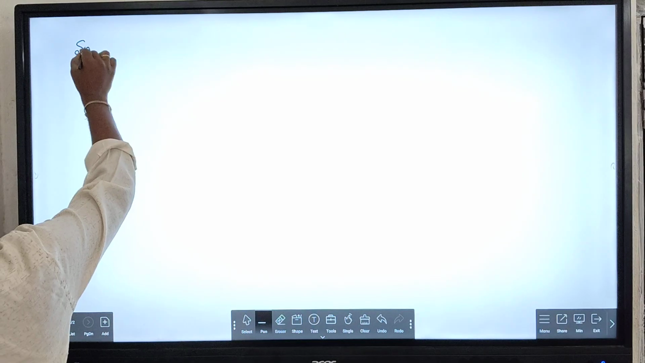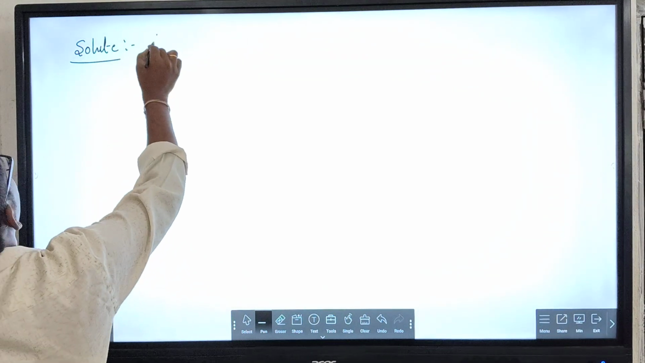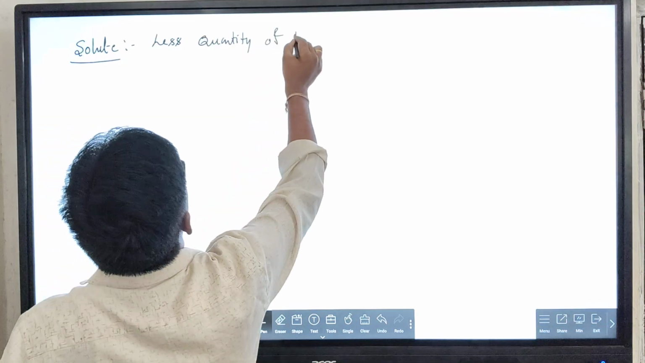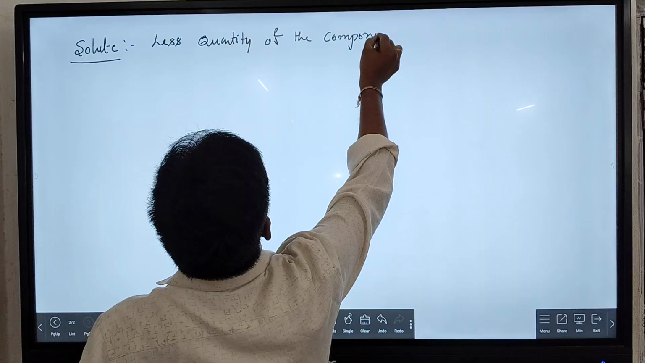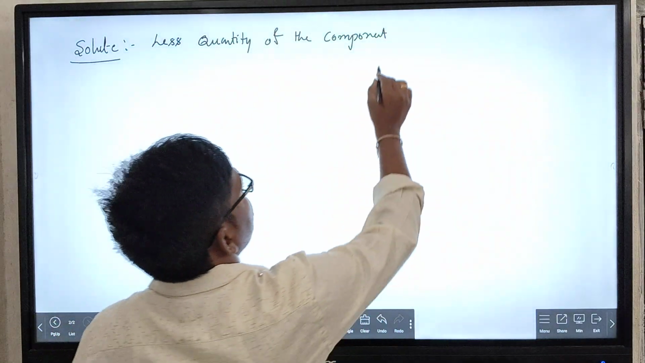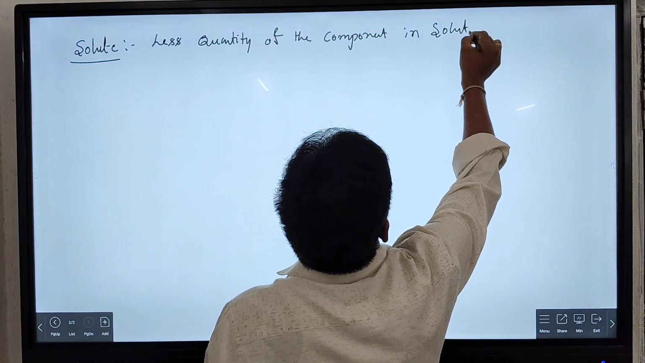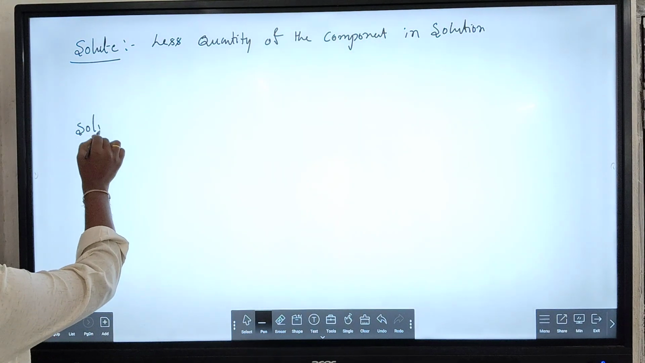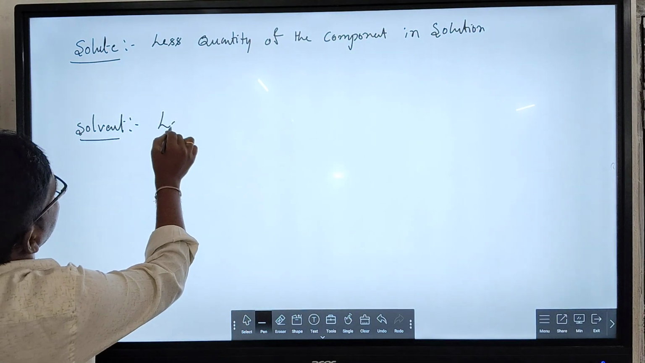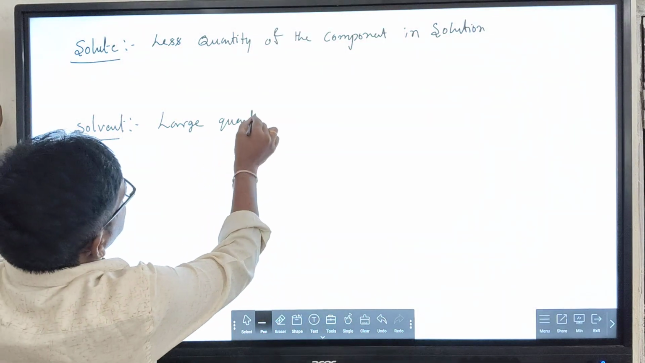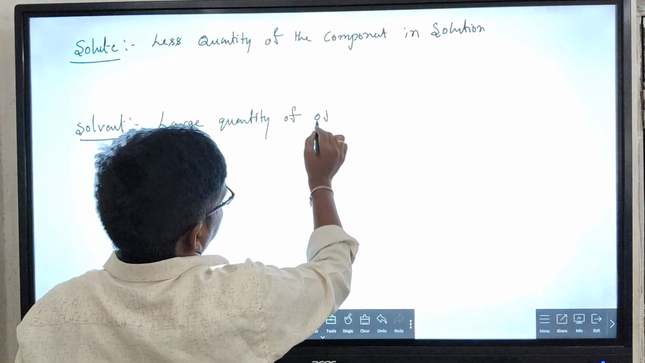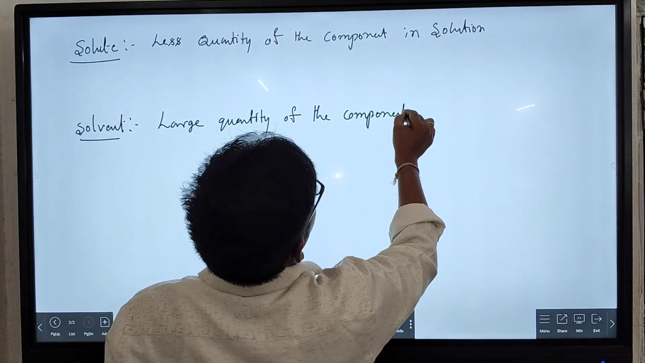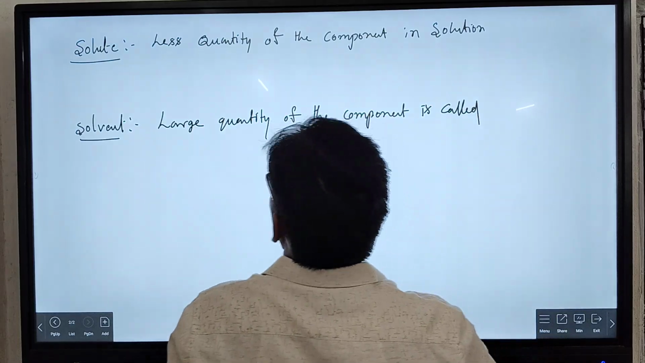First, the solute: the less quantity of the component in a solution is called the solute. What is the solvent? The solvent is nothing but the large quantity of the component in a solution, which is called the solvent.